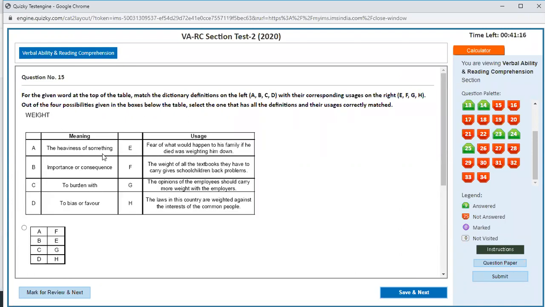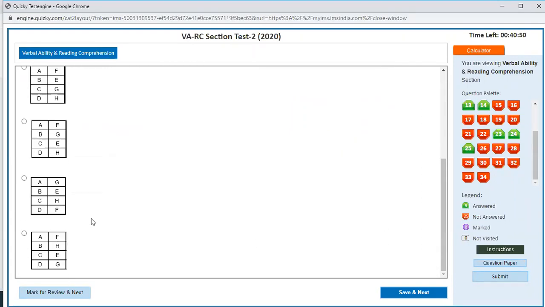Weight: the heaviness of something, importance or consequence, to burden with, to bias or favor. Usage: fear of what would happen to his family if he died was weighing him down. The weight of all the textbooks. The opinions of the employees should carry more weight. Importance, so importance comes in here. So B has to be with G, mandatory. The laws in this country are weighted against the interests of the common people. Biased. So B, G and DH is what I'm looking at. Option B.